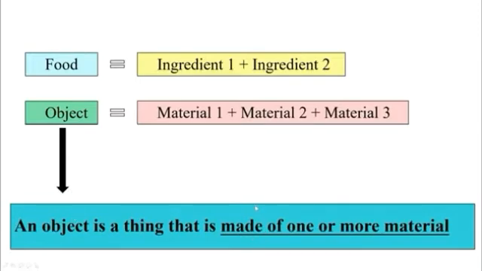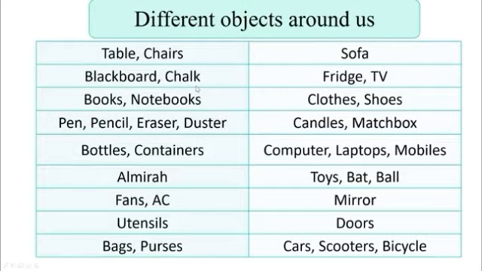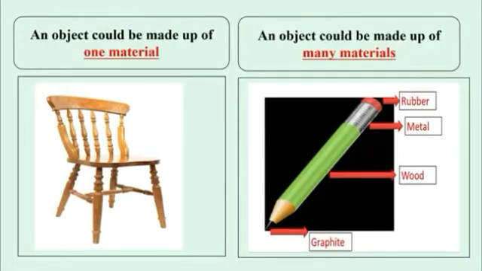Now if you look around, there are so many objects around you. Your table, chairs, sofa, blackboard, chalk, fridge, TV, notebooks, books, clothes, shoes, pen, pencil, eraser, duster, candles, matchbox, almirah, fan, AC, etc. I already told you that an object could be made up of one material, or it could be made up of many materials as well. So let's take some examples.